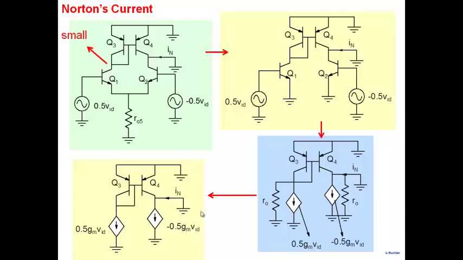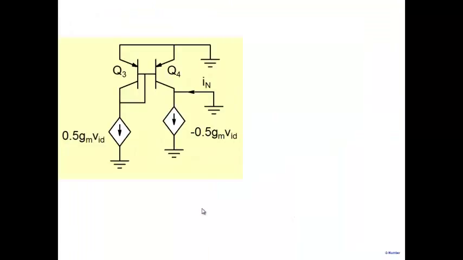All right, so now let's go back here, and then let's look at what is IN. So one contribution to IN you can obviously see is minus 0.5 GM VID. That's obviously IN equal to this much here. The other contribution to IN comes from Q4.